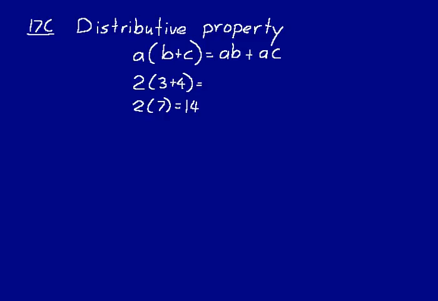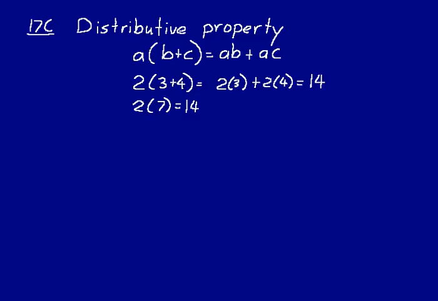Or we could use the distributive property and distribute the 2 over the 3 and the 4. In other words, we would do multiplication first. We do 2 times 3 plus 2 times 4. And as long as we do everything right, we get the same answer. 6 plus 8 is 14. So the distributive property is basically multiplication first on a problem like that, instead of doing addition first.